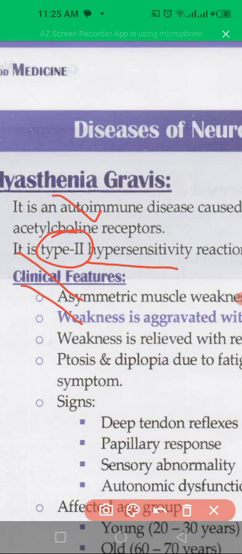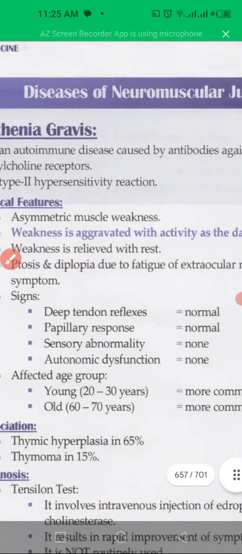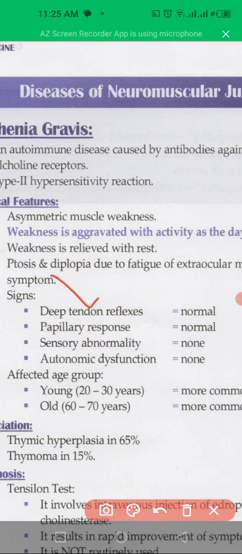Weakness is aggravated with movement and relieved with rest, and there is ptosis, diplopia, and fatigue. There will be some signs like a normal deep tendon reflex, a normal pupillary response, no sensory abnormality, and no autonomic dysfunction.